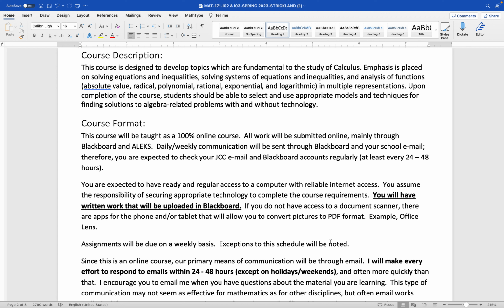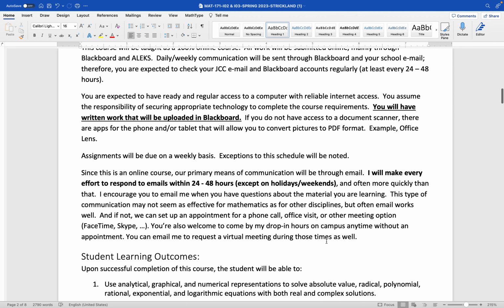You're expected to have ready and regular access to a computer with reliable internet access. You're assumed to be responsible and know about the goings-on in terms of being able to navigate throughout the course. Work will be submitted through ALEKS as well as Blackboard, and typically assignments will be done on a weekly basis. I will be providing updates throughout in the Blackboard announcements.